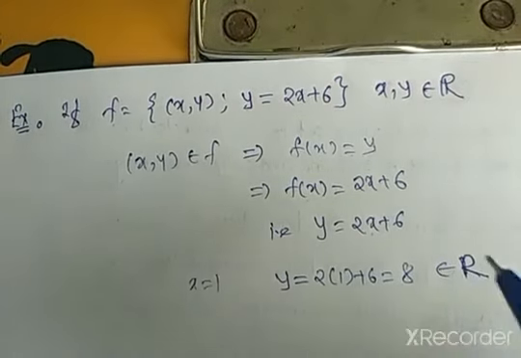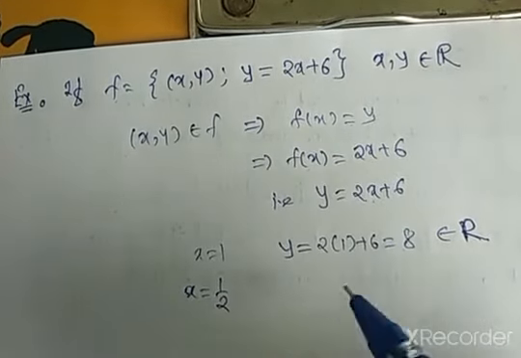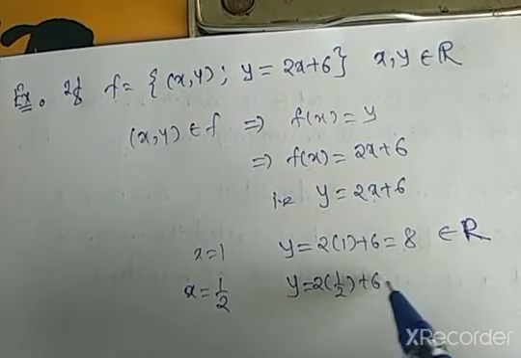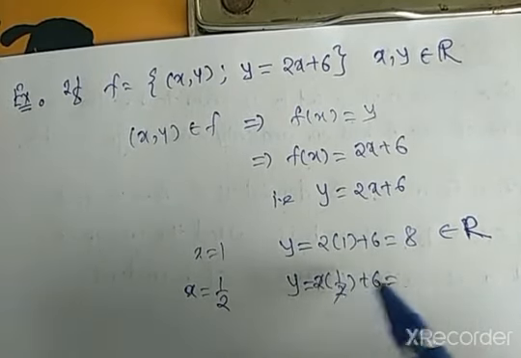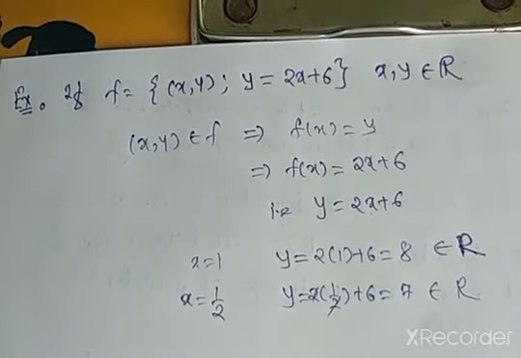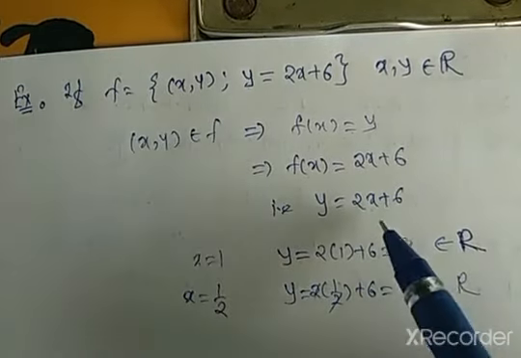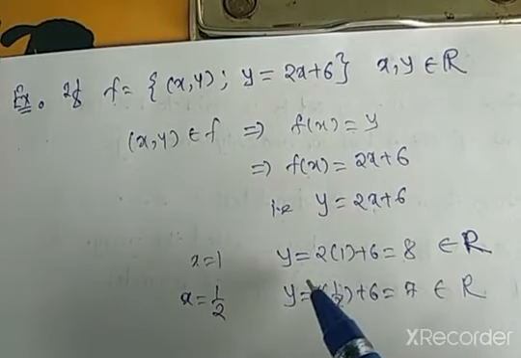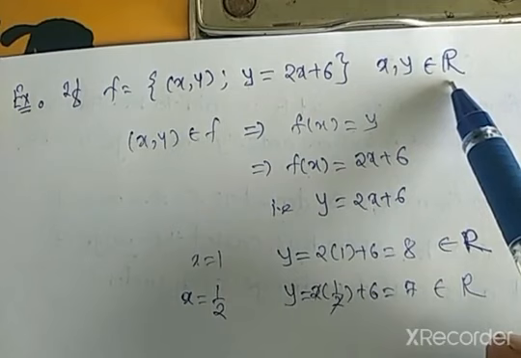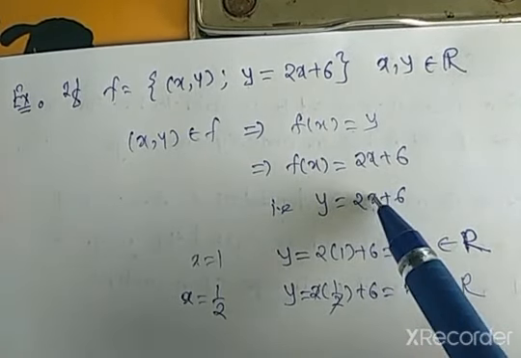Okay, so for any value, if we put x equal to 1 half, we get y equal to 2 into 1 half plus 6, which gives 1 plus 6, equal to 7, which is again a real number. We have to check whether there is any number we can put for x so that it will be an imaginary number, or does not belong to R. Is there any number possible? Here in this example it is not possible, because x is a real number.